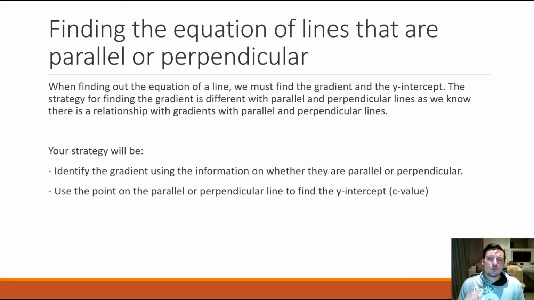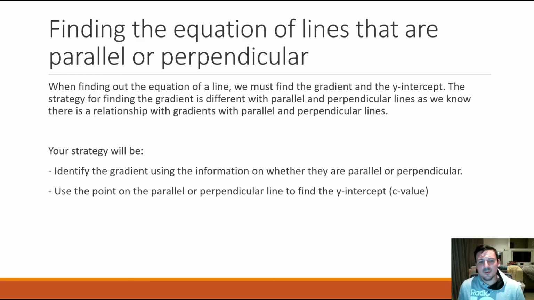So if we think back to when we looked at finding the equation, the two things we needed to find were the gradient and the y-intercept. In the past, we used the gradient rule to find that, but because we have certain characteristics of these two lines, which is parallel and perpendicular, we use the knowledge that we have around that to help us find the gradient. The y-intercept actually is found the same way.